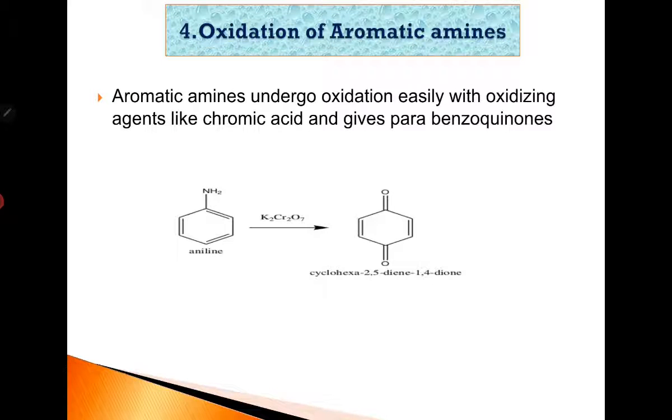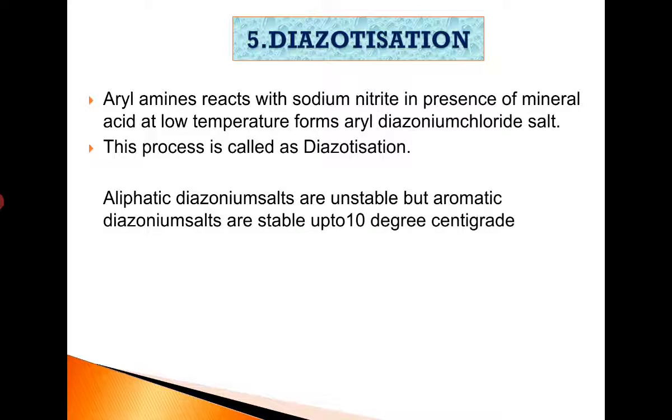Next, oxidation of aromatic amines. Aromatic amines undergo oxidation easily with oxidizing agents like chromic acid and give para-benzoquinones. So aniline on oxidation with potassium dichromate gives para-benzoquinone.